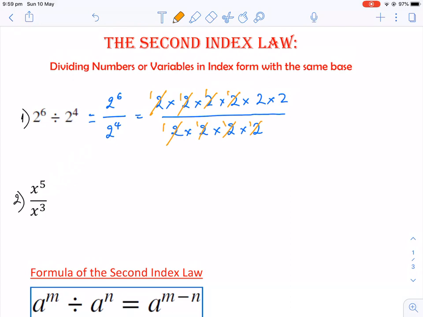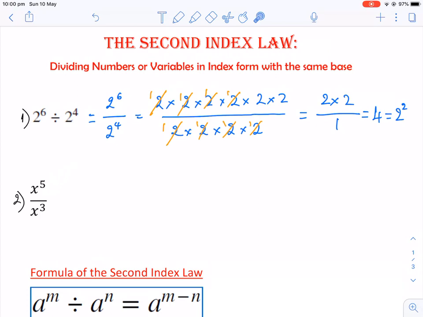Okay, so my final answer is the remainings from the top: 1 times 1 times 1 times 1 times 2 times 2. Any number times 1 is itself, so I don't have to write times 1. And in the bottom, we have 1 times 1 times 1 times 1, which is 1. So my final answer, you can write 4 or 2 to the power of 2.